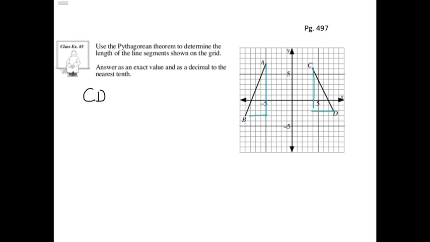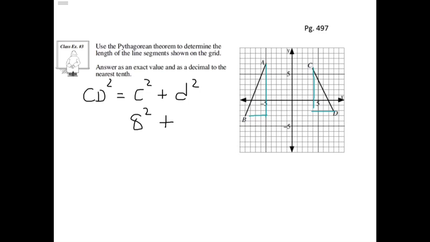Let's work with CD. So the line segment CD squared is the same as C squared plus D squared. Let's start off with the vertical part. We have 1, 2, 3, 4, 5, 6, 7, 8. 8 units. And that's going to be squared.